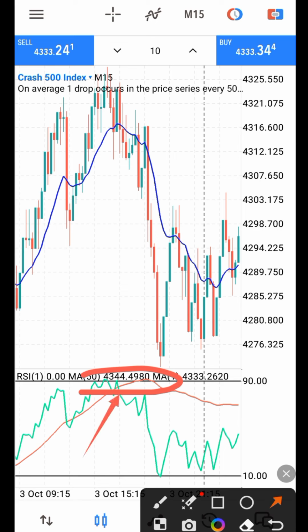Once you see this crossing, sell is activated, but you don't sell immediately. You still have to wait for a confirmation. So don't rush. Watch this video to the end so that you won't miss any information. So what are the things you need to watch out for? If you know price action very well, once this crossing happens, when you look at the chart, you will see something like a reversal pattern forming on the chart.